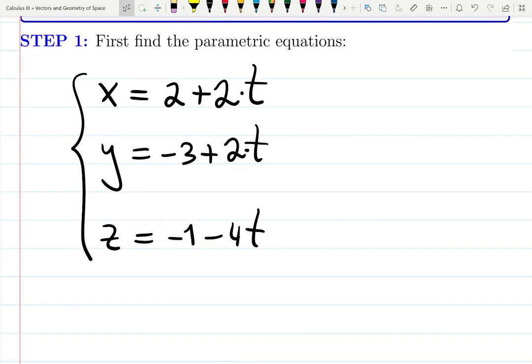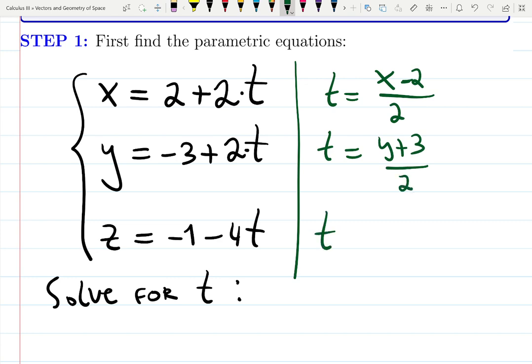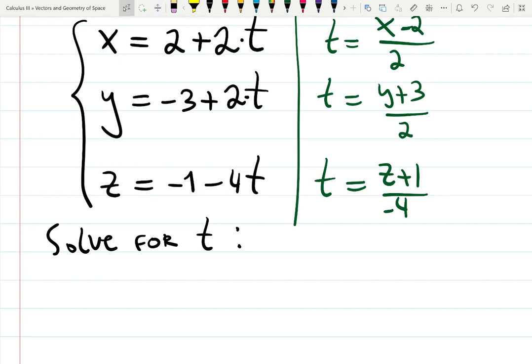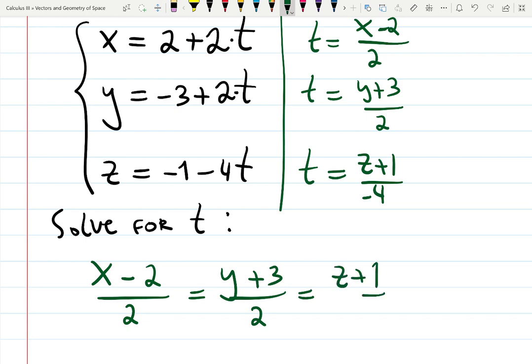Now you solve for t. That's the idea. You solve for t in each, right? So for the first equation, t will be x minus 2 over 2. I'm skipping the algebra. Have fun with it at home. The second one, t is y plus 3 over 2. I did it, you have to do it too. Everyone struggled with that at some point. And the third one, t is z plus 1 over minus 4. So since it's all t, you can set them equal to each other. And that's where you get those equations called symmetric equations. X minus 2 over 2 equals y plus 3 over 2 equals z plus 1 over minus 4.